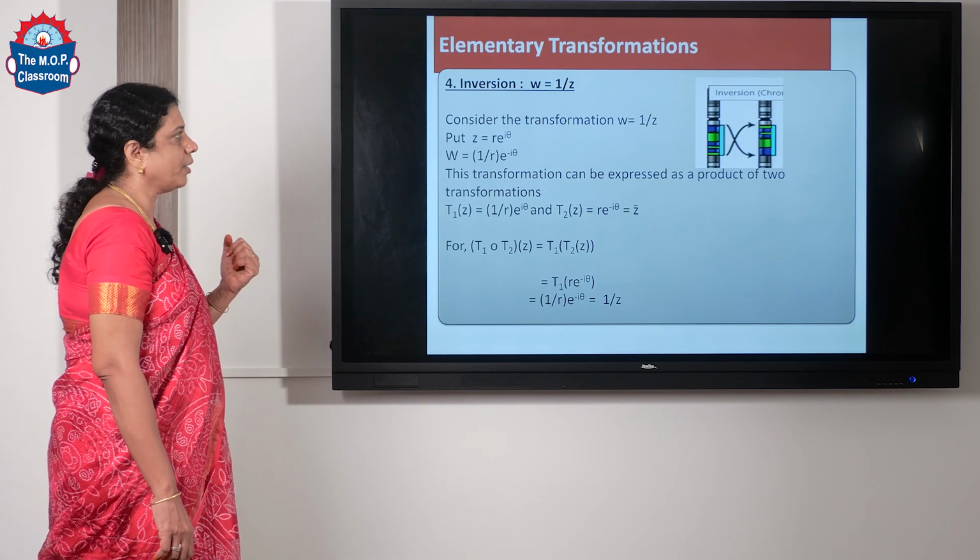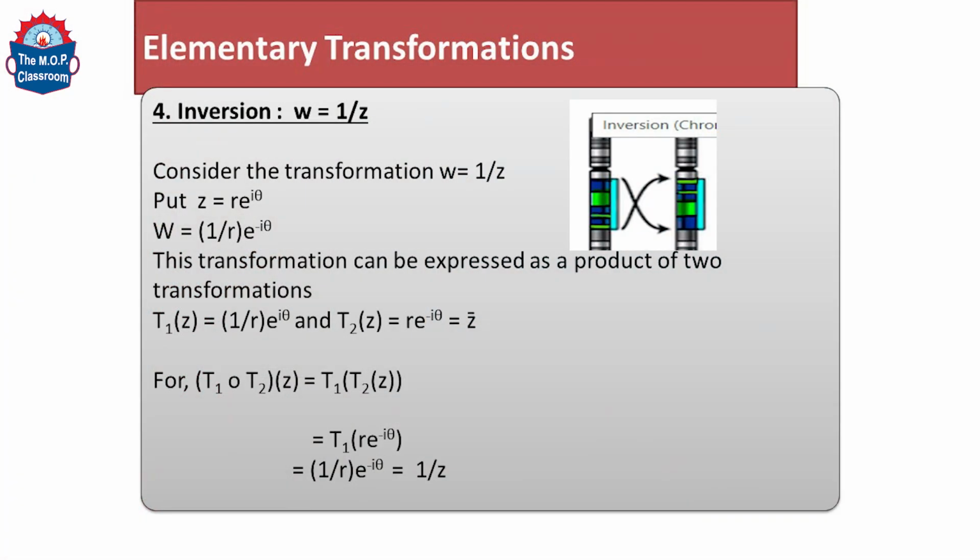Now, the important transformation is the inversion, that is the inverse transformation. We take w equal to 1 by z. So, w equal to 1 by z in polar form we express as w equal to 1 by r into e power minus i theta, because 1 by z, what is z? z equal to r e power i theta. When you take it to the denominator, it becomes e power minus i theta. This transformation can be written as the product of two transformations. One transformation I can take as T1 of z equal to 1 by r e power i theta, another one as r into e power minus i theta.